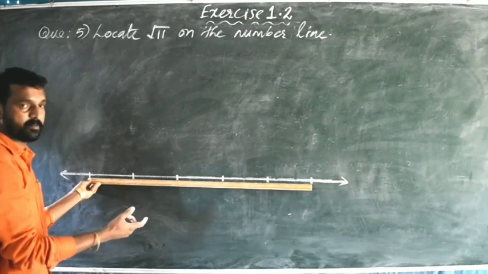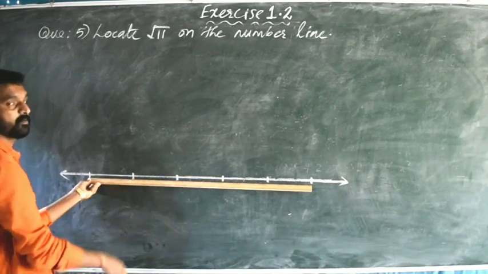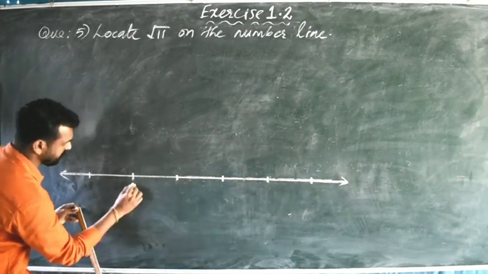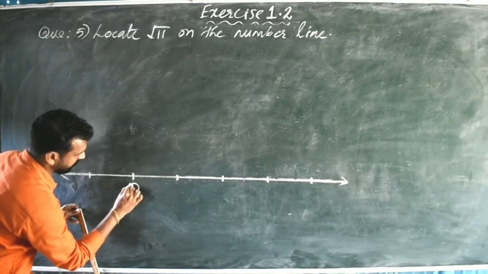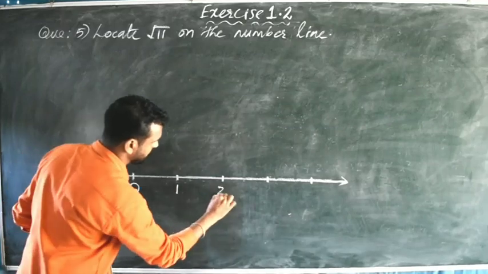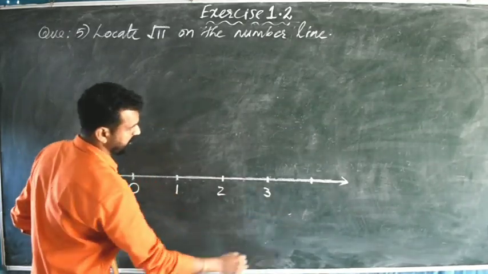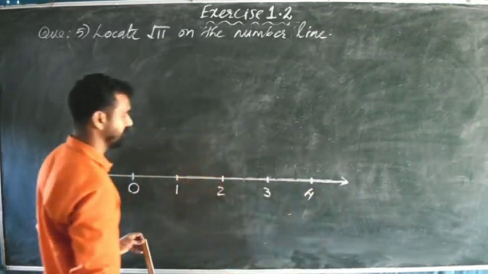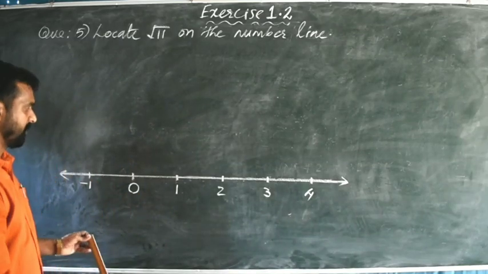More than 2 cm, that means 3 cm also you can take and mark it 1, 2, 3, etc. Here I am going to mark 0. Then on the left hand side this one is minus 1, and 1, 2 and 3. Then this one is 4. Okay, 1, 2, 3, 4. Just you can mark it like that.